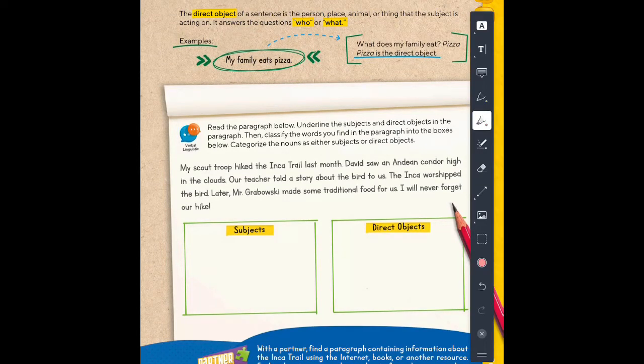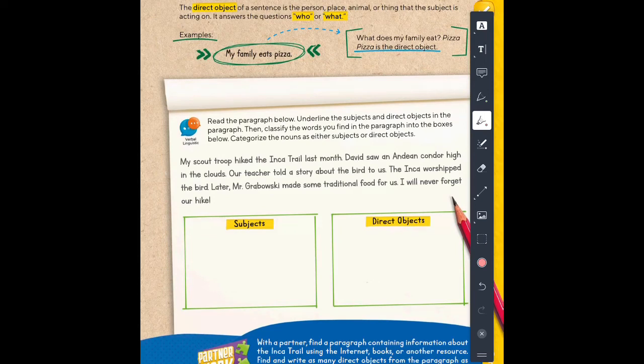It says direct object. The direct object of a sentence is a person, and if you can underline this, that would be great. Is the person, place, animal, or thing that the subject is acting on. It answers the questions who or what.